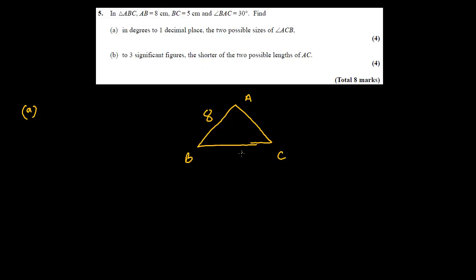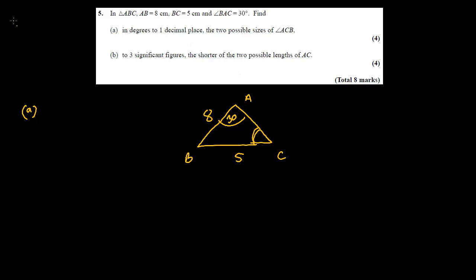The length BC is 5 centimeters. We don't know what this length is. And the angle BAC is 30 degrees. So now in order to find the angle, we can use either the cosine rule or the sine rule. The cosine rule needs all the sides for finding any angle. So we don't have all the sides. For finding the angle ACB, we have to use the sine rule.